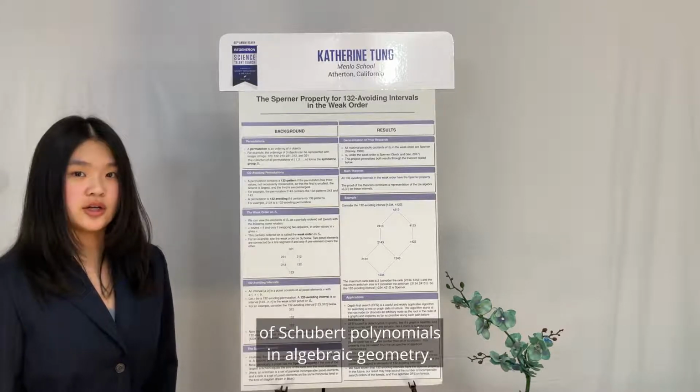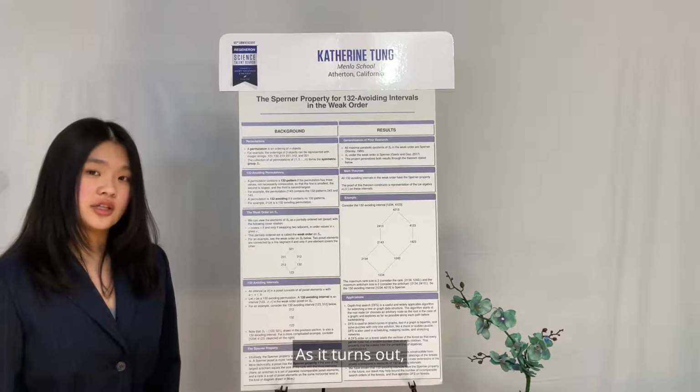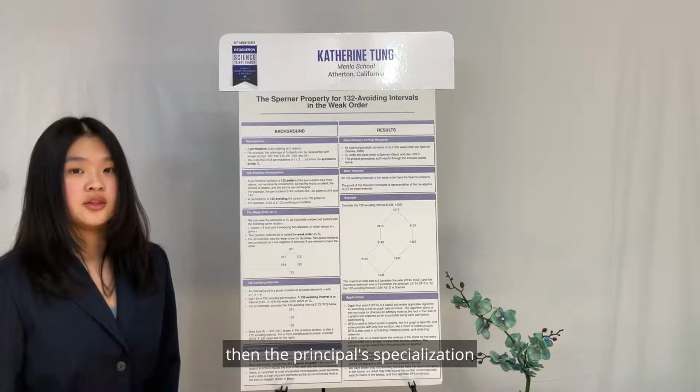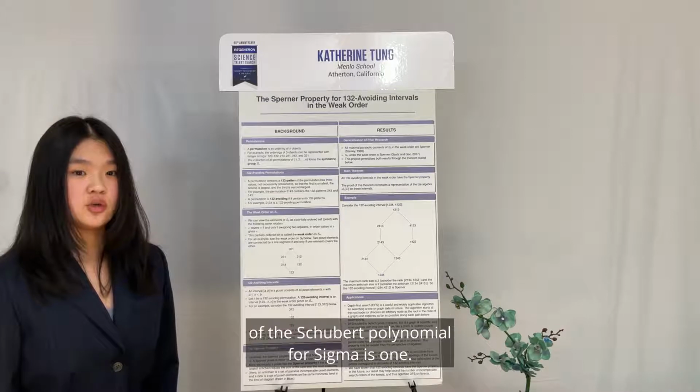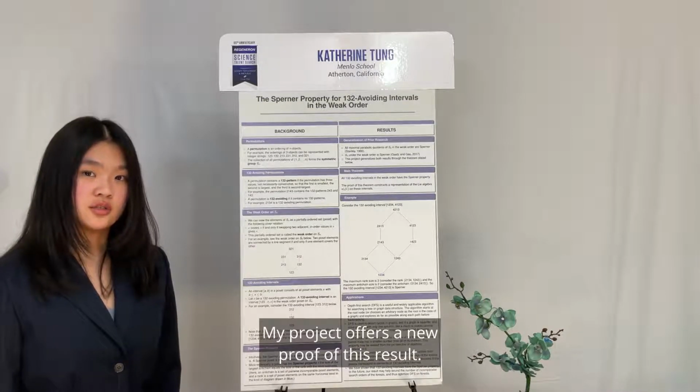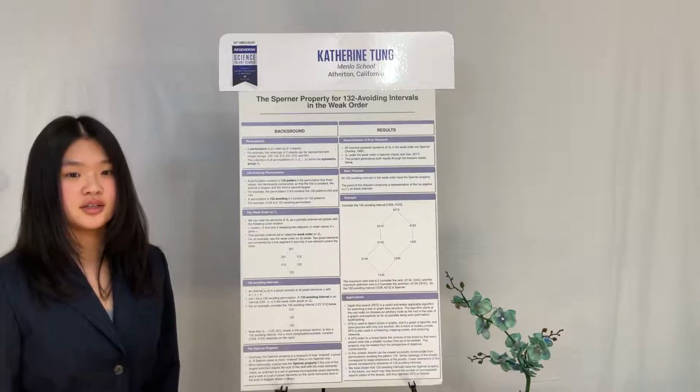As for the second perspective, the concept of 132 avoidance is important in the study of Schubert polynomials in algebraic geometry. As it turns out, if sigma is a 132 avoiding permutation, then the principal specialization of the Schubert polynomial for sigma is 1. My project offers a new proof of this result.